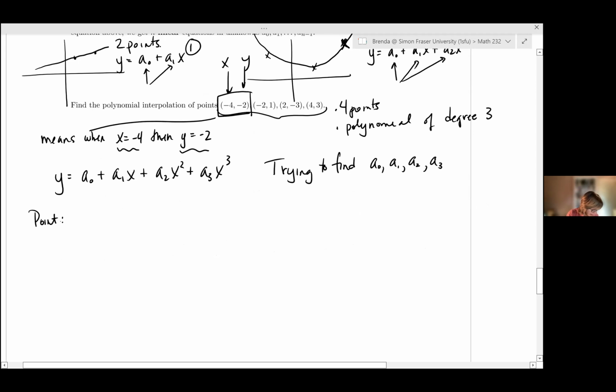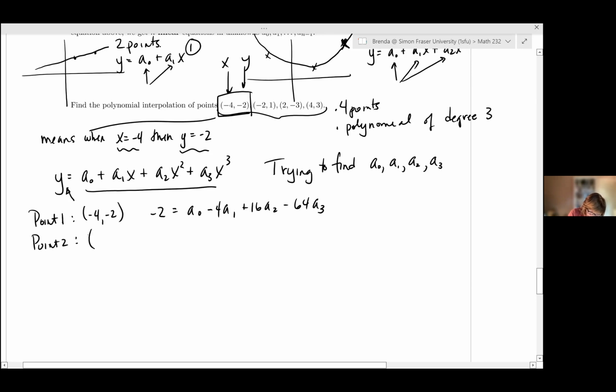Talking about that point, we had already established, point 1, that is going to be minus 4, minus 2. And we've already established that y has to be minus 2 when x is minus 4. So now I'm substituting in the x for minus 4 into this side over here. Okay, now I look at point 2. That is the point minus 2, 1. And I do the same thing. Y has to be 1 when x is minus 2.